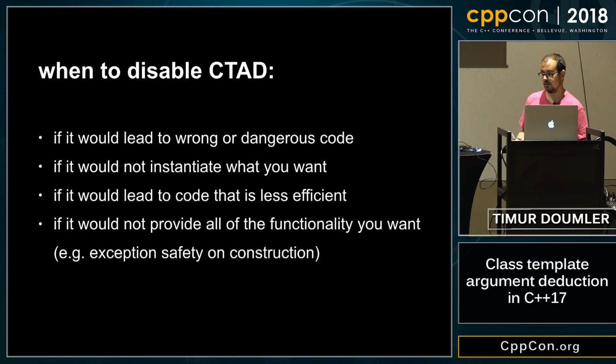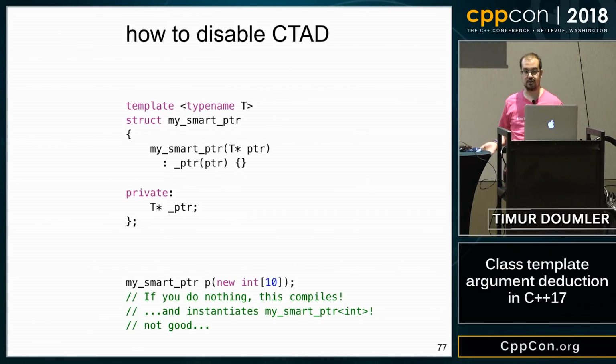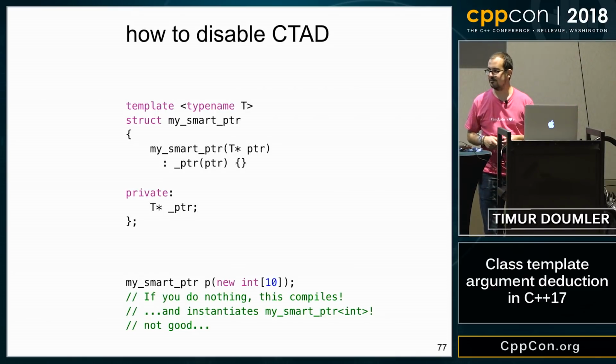And sometimes CTAD just wouldn't work because of the way your class is written. Sometimes it would work out of the box, and you need to make sure that it doesn't. So how do we disable CTAD? Let's say you have your own smart pointer class. There are some libraries that have these kind of classes.